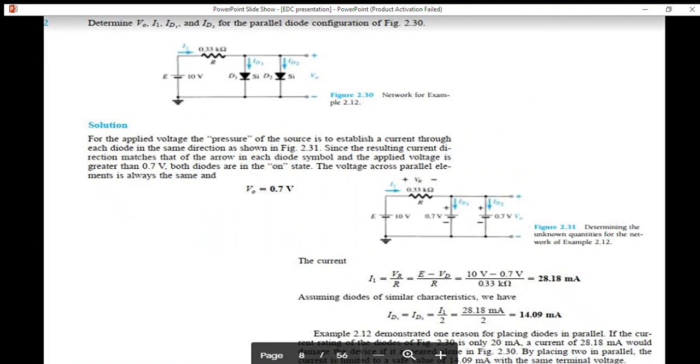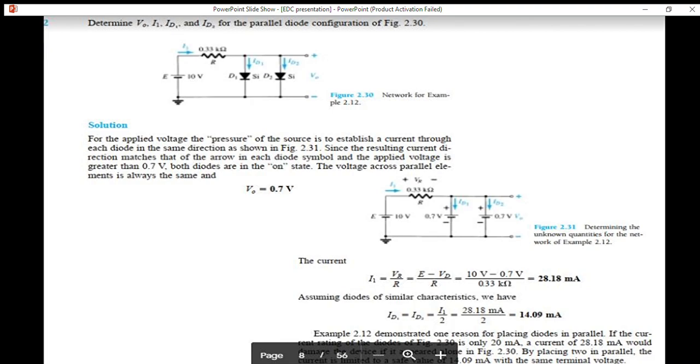Now we are going to check some of the problems or resolve some circuits. In this circuit, we have to determine a voltage and three currents: a current in R1 and in two diodes, and also find the voltage across D2.